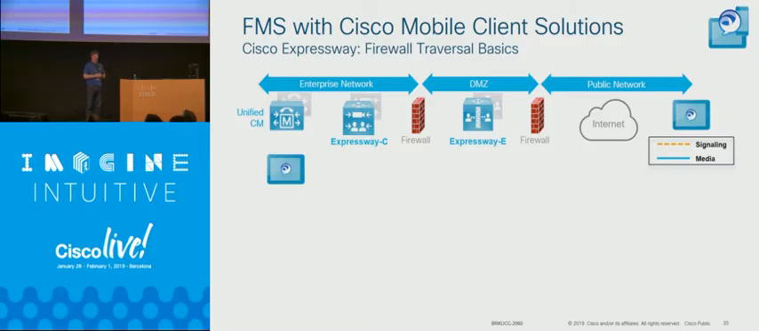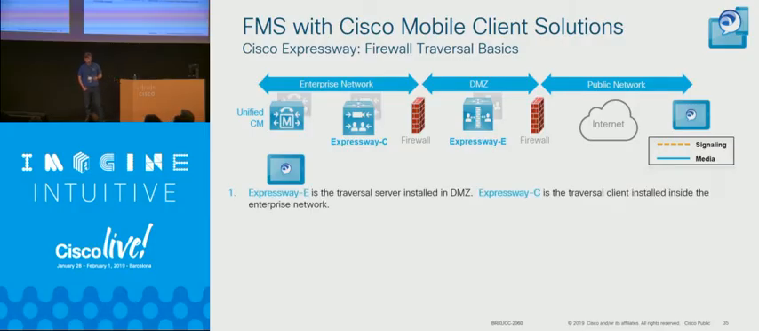The mobile and remote access and this whole firewall traversal in order to allow the secure connection is new for most people. So I want to quickly go through sort of how Expressway firewall traversal works, because this is part and parcel to being able to allow mobile and remote access to work. So the way that mobile and remote access works is we have an Expressway E and an Expressway C. They're always deployed in pairs.